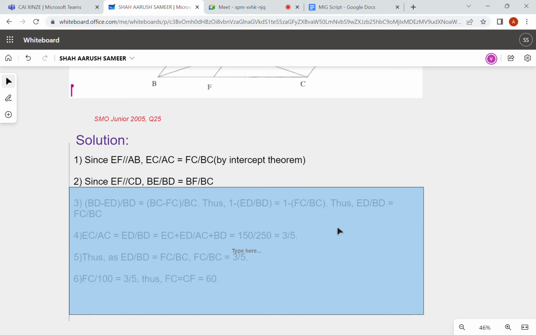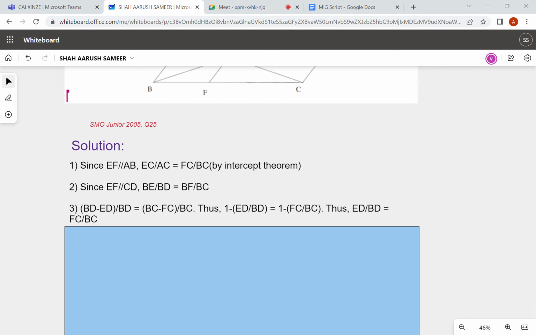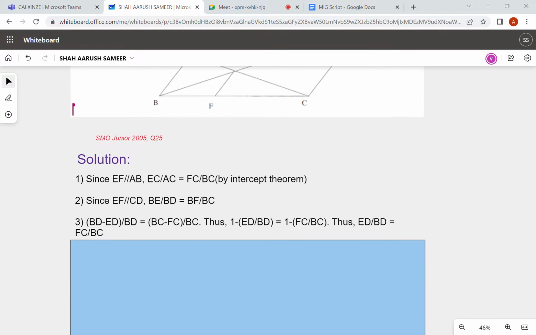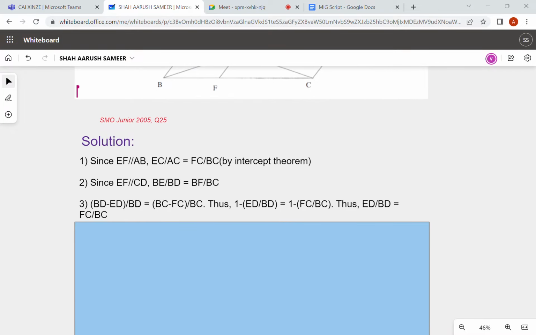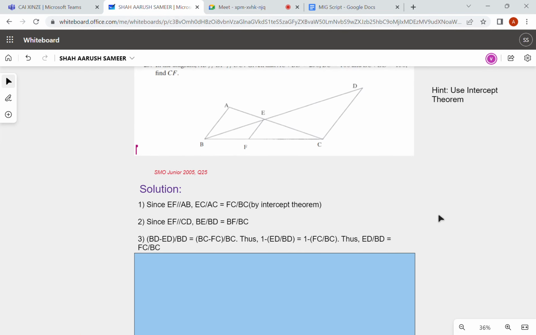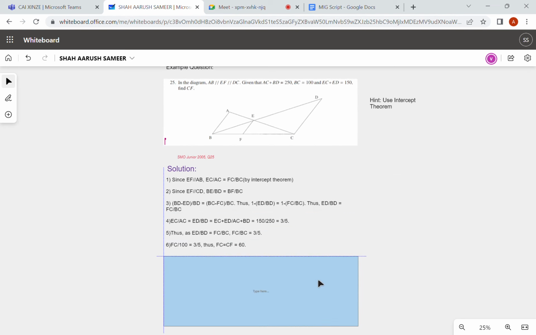Firstly, since EF is parallel to AB, we can find that EC over AC is equal to FC over BC by the intercept theorem. Following which, since EF is parallel to CD, we can also find that BE over BD is equal to BF over BC. Now, because BD minus ED over BD is equal to BC minus FC over BC, we can separate this into two separate fractions and cancel out BD over BD. So we get 1 minus ED over BD is equal to 1 minus FC over BC. We can hence figure out that ED over BD is equal to FC over BC. Now I'll be passing the time on to Arush to complete the solution.